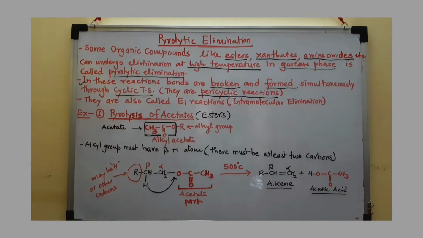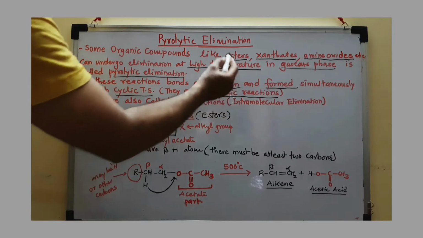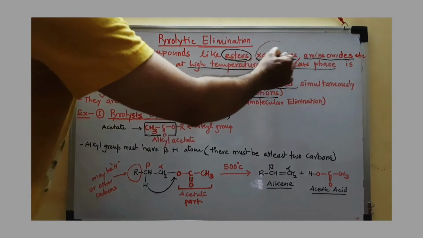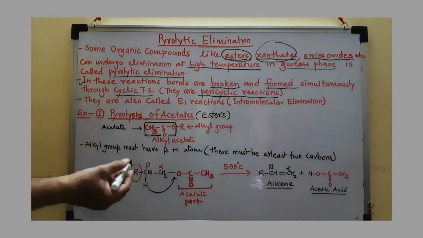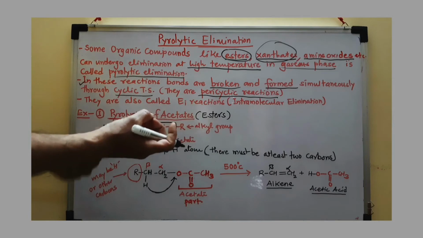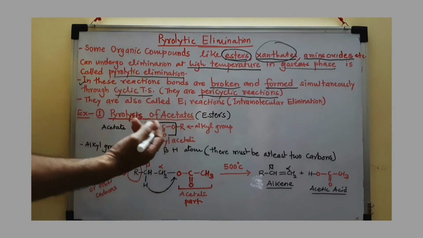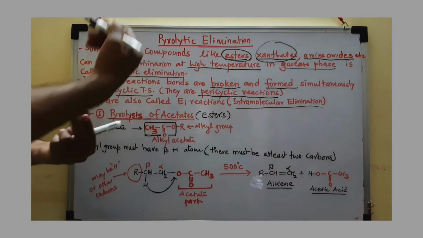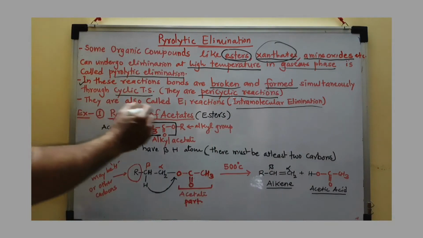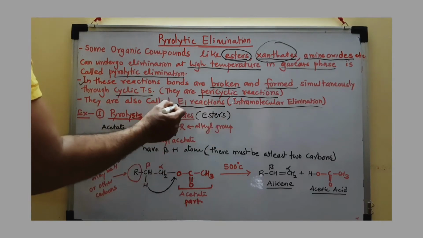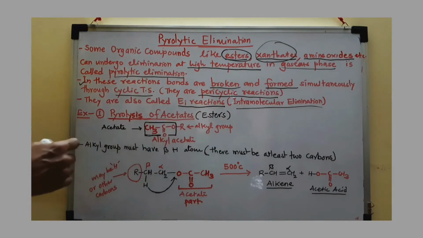Again, as I mentioned, we are taking only one compound, either ester or xanthate or amine oxide, and we are just heating it at high temperature. So the elimination is called intramolecular elimination. So within the molecule elimination takes place. So this is also called the Ei reaction. Ei stands for intramolecular elimination. Now we will discuss a few examples.